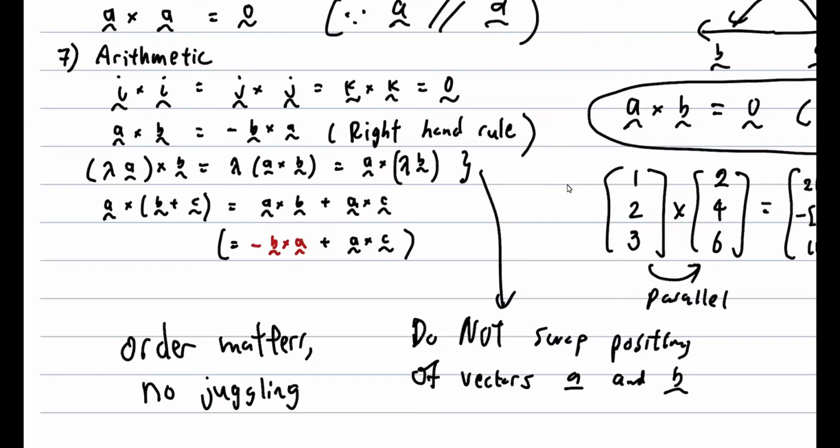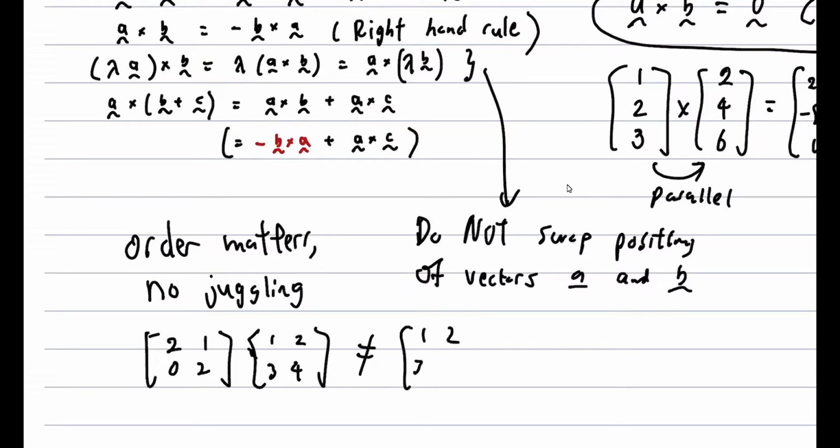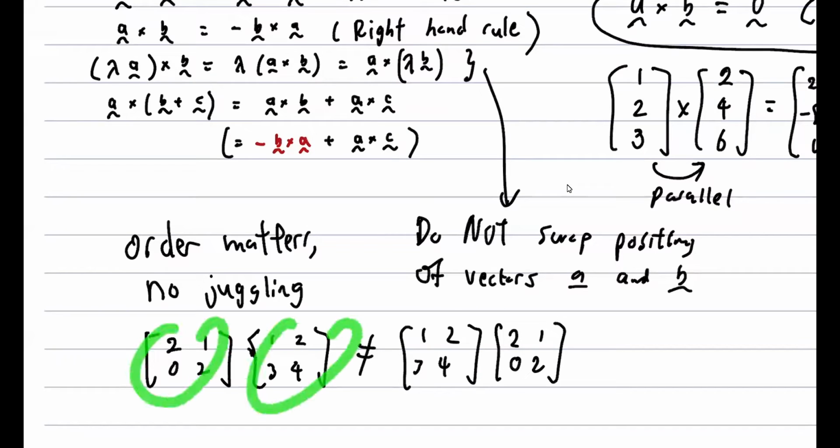It's a bit like matrices. Okay, I shouldn't give such a complicated example. Let's say 2, 1, 0, 2. Then you matrix multiply with, I don't know, 1, 2, 3, 4. It will not be the same as 1, 2, 3, 4 multiplied with 2, 1, 0, 2. Remember from EMath? The order, you cannot anyhow swap. Same thing over here. Vector product also cannot anyhow swap.